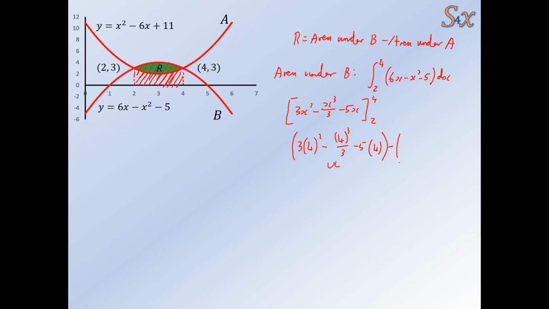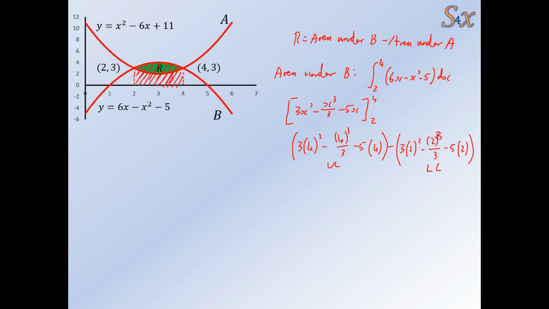And I'm going to subtract off the lower limit, so I'm going to substitute the 2 in. So 3 lots of 2 squared minus 2 cubed over 3 minus 5 times 2. Sorry, this is meant to be a cubed here. Okay, and that's my lower limit. And I do my upper limit minus my lower limit.